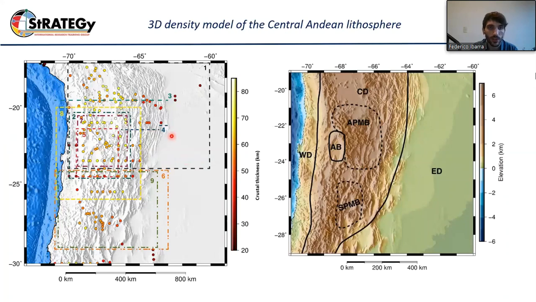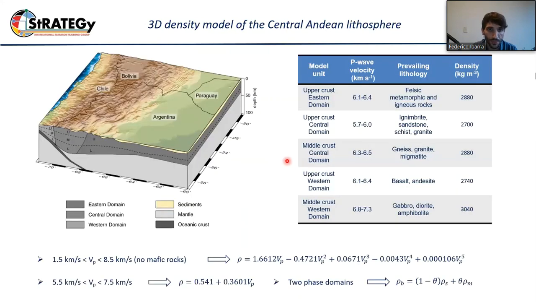Based on several geophysical studies that are shown here by the different colors, I decided to divide the crust into 3 main domains. These are the Western, Central, and Eastern domains, which are characterized by high, low, and intermediate seismic velocities, respectively. Within the Central domain, 2 additional domains were delimited: the Atacama block, that exhibits, as I said before, high velocities within the crust and also low seismic attenuation, and then the Altiplano Puna magma body and Southern Puna magma body, which is characterized by low velocities and high attenuation.